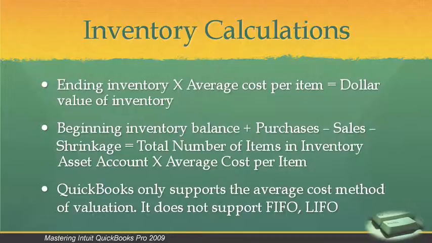And as I said a moment ago, don't forget that QuickBooks does not support first in, first out, or last in, first out. Everything is always done on an average basis. So if you're keeping multiple products that you purchased at multiple price points, the numbers may be a little bit difficult for you to follow. But trust me, QuickBooks is keeping track of it on your behalf.